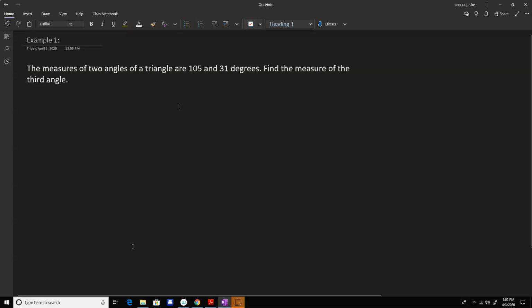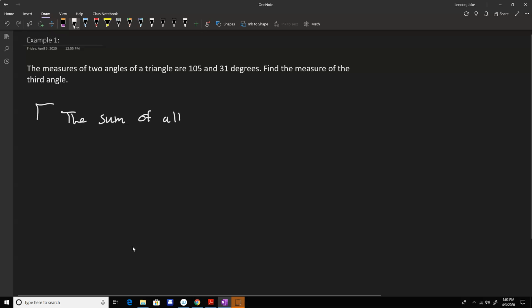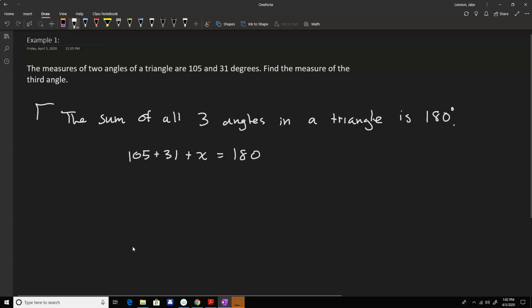So we have the measure of two angles of a triangle are 105 degrees and 31 degrees. Find the measure of the third angle. So remember the thing here is the sum of all three angles in a triangle is 180 degrees. So for this problem, we just add the two known angles and use a variable for the unknown angle and set that equal to 180.